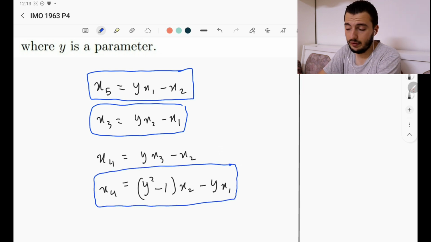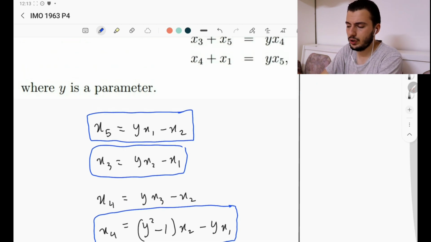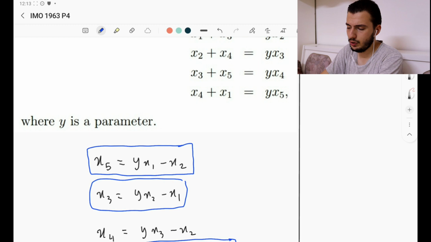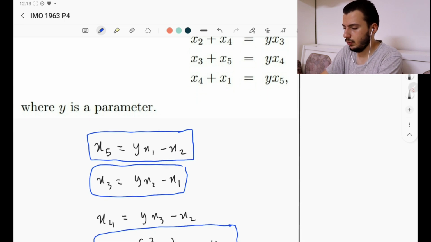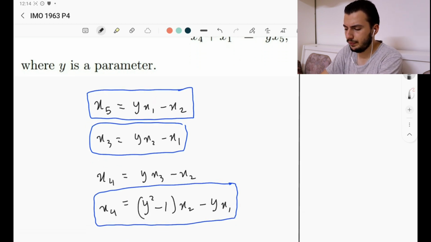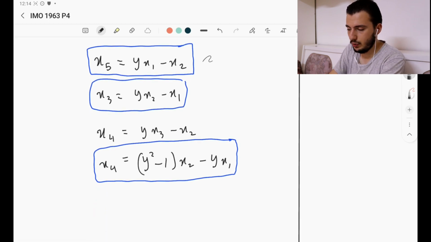So now we have found the values of x5, x4, x3 in terms of x1, x2. Now we're ready to use the final two equations in order to find the solutions. Alright, so now we have x3, x5 and x4 all in one equation. So we'll simply substitute what we have. We have x3 plus x5, so we'll just add these two things here.